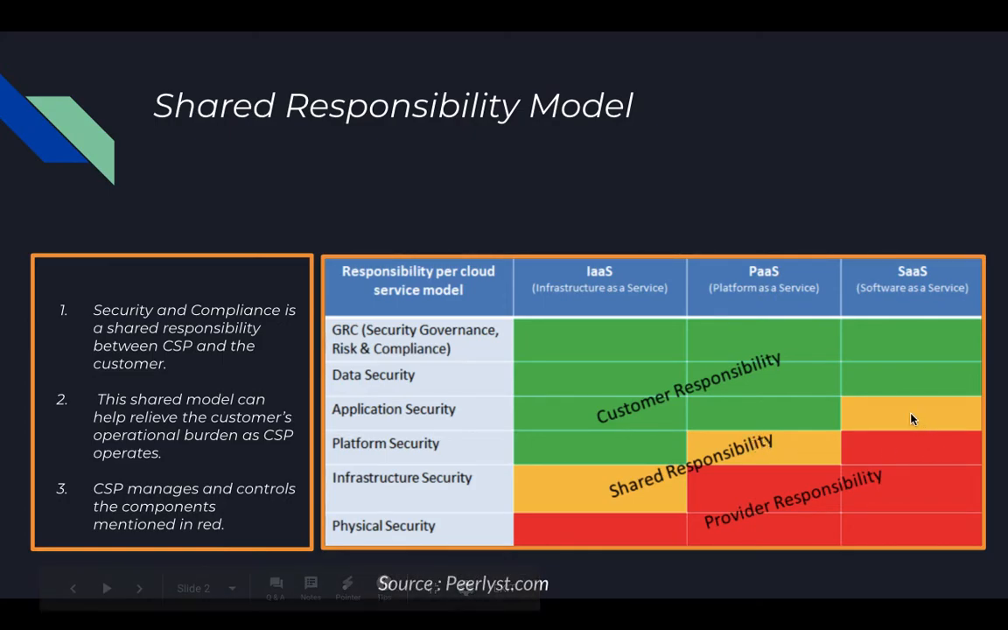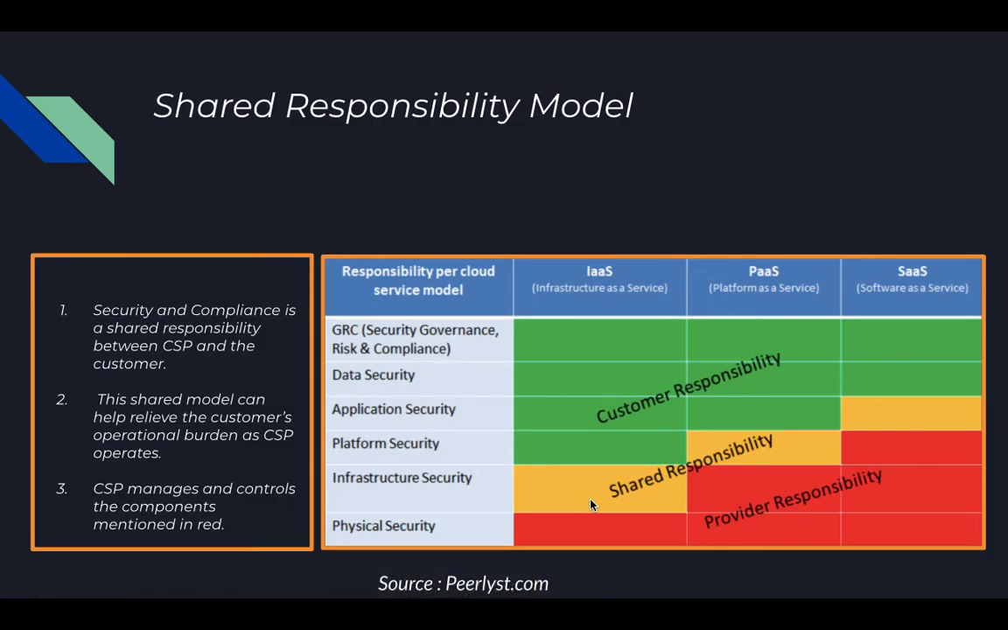Similarly, in the case of SaaS, up to the platform, everything is given by the cloud service provider, and the application is a shared responsibility, because application access control and all those things, like who will have access to, let's say, Office 365, is the organization's responsibility. That is why everything in yellow color is the shared responsibility.